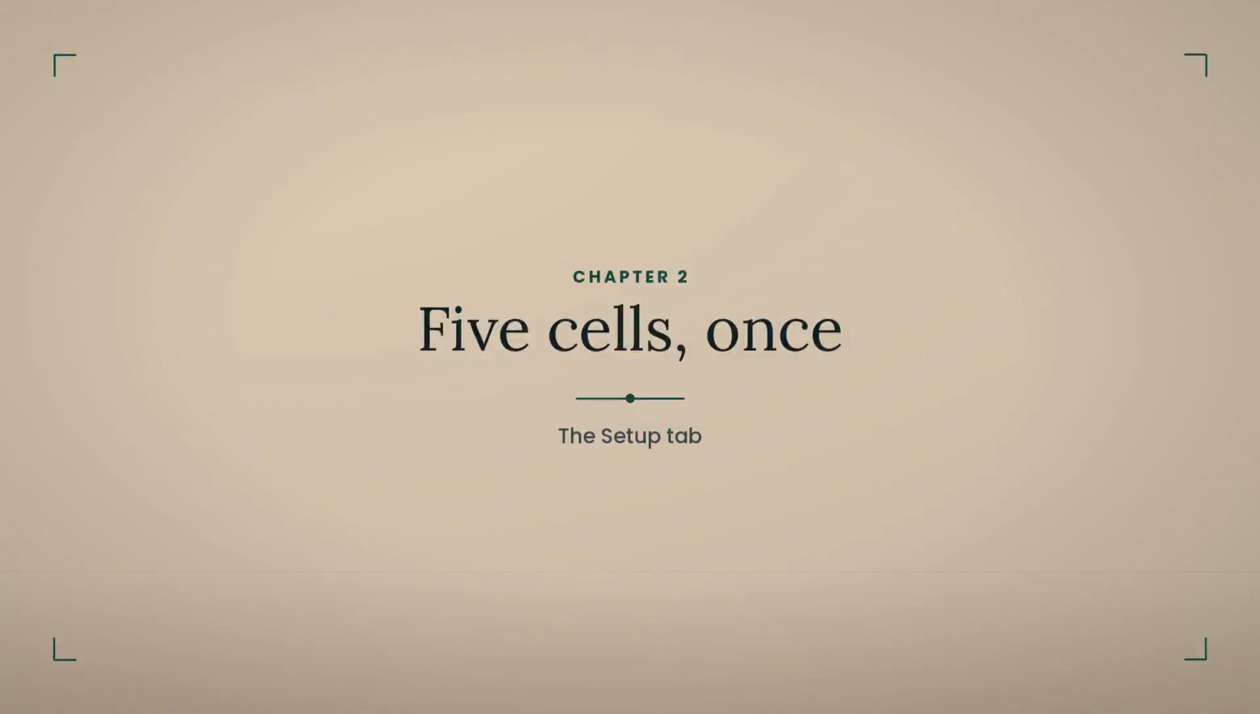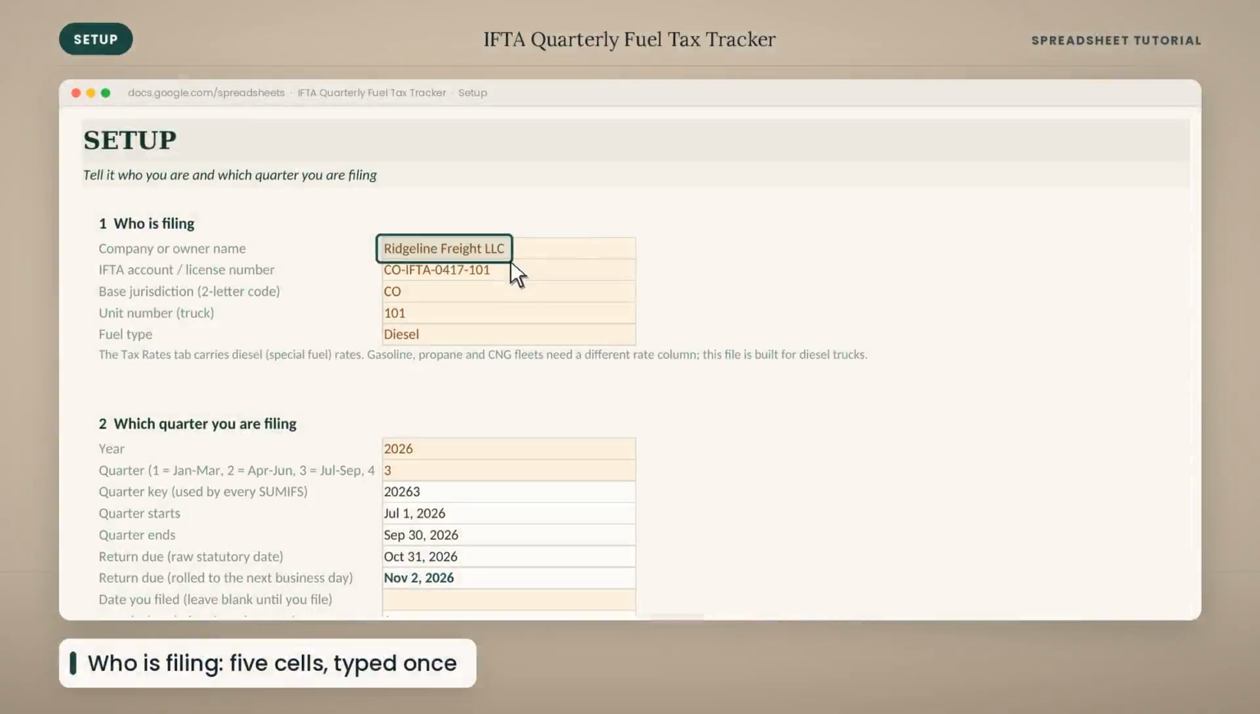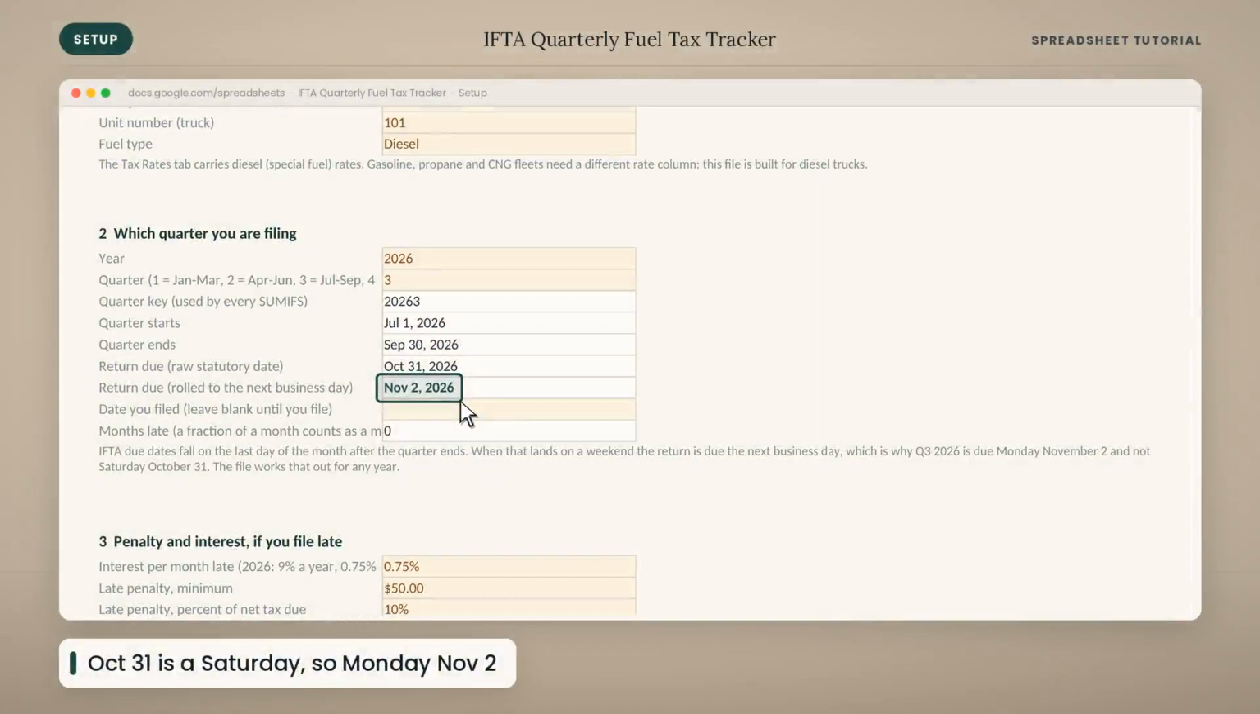Chapter 2. 5 cells once. Setup is who is filing: your name, your IFTA account, your base jurisdiction, the unit number, and the fuel type. Type them once. Every other tab reads them from here. Then pick the year and the quarter. The file works out the statutory due date and rolls it to the next business day. October 31st, 2026 is a Saturday, so this return is due Monday, November 2nd.